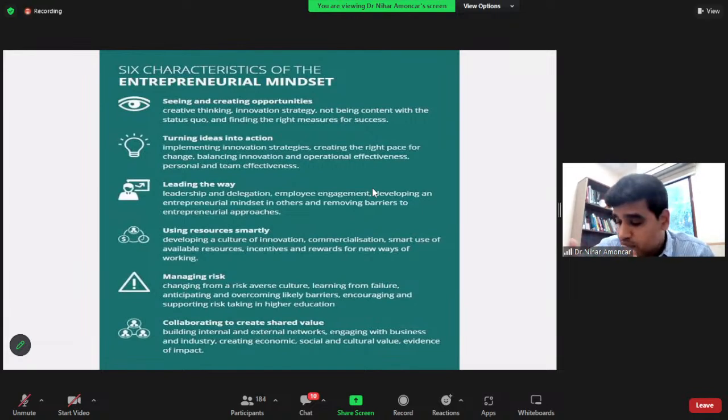They also manage risk, which you just now said. When we say risk, instead of saying risk taking, it's about managing risk. So you don't celebrate a risk averse culture, but you encourage people to learn from their failure.